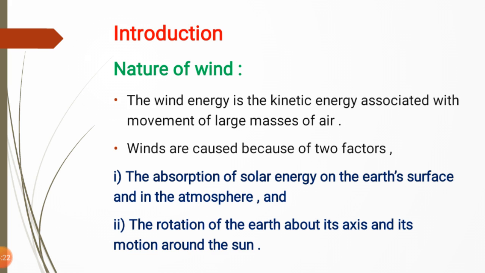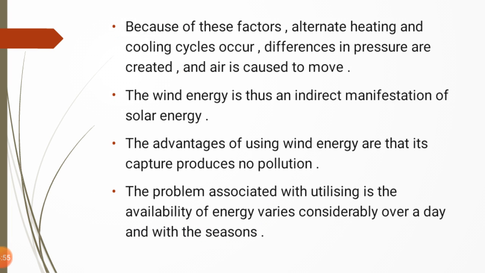Due to the heating effect there is a temperature difference on the earth's surface and in the atmosphere. Then there is the rotation of the earth about its own axis as well as around the sun. Due to that we have day and night, and so we get cooling and heating effects. Because of these factors, alternate heating and cooling cycles occur, differences in pressure are created, and air is caused to move.